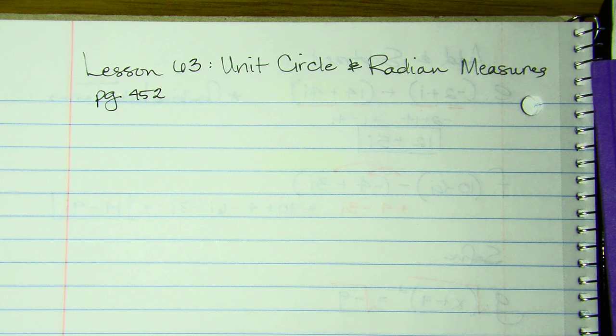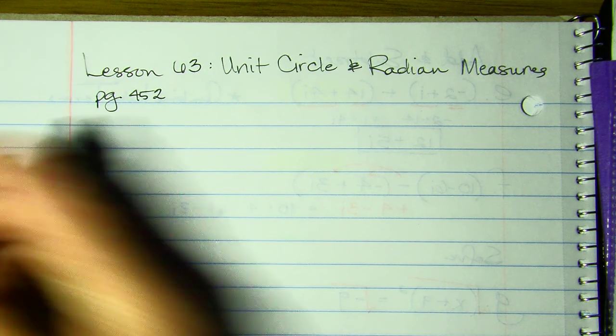Morning, Algebra 2. We are going to be covering Lesson 63, unit circle and radian measures. This is all over trig if you plan on moving forward into trig. A lot of the information is in the book. I will attach a completed unit circle for you, and you can print it and reference it. So let's start with first things first.